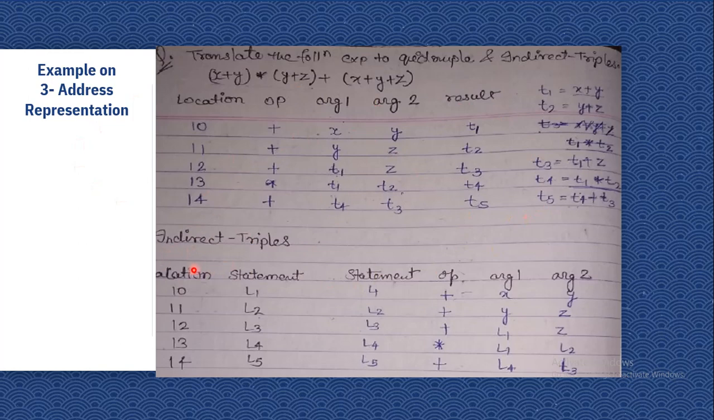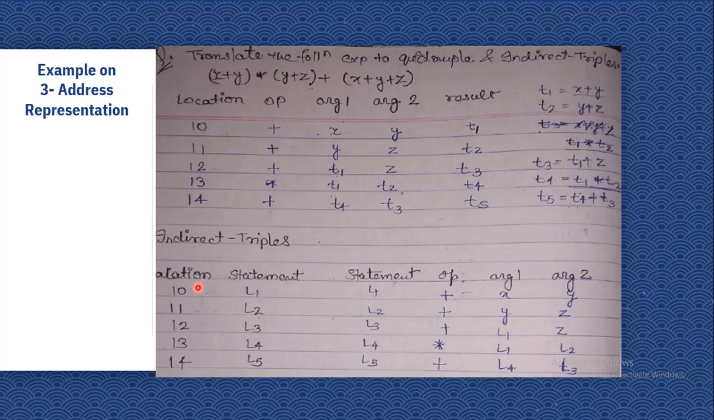What happens in the case of triples? We don't need to do much. We have to remove the result field, and in place of the results, we put the locations in the triples. But in the case of indirect triples, we have to make another table, where we reference some reference variables and add those reference variables to another table.